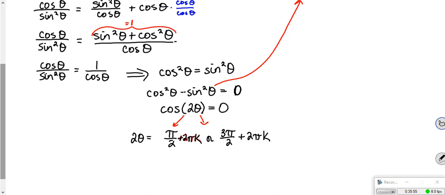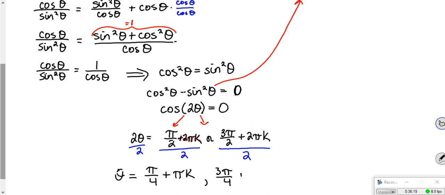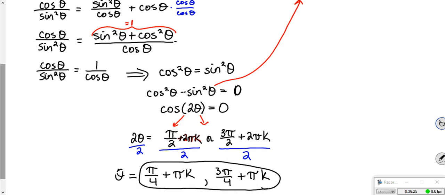Okay, now that is 2 theta. So I've got to divide everything by 2 to get that off of there. So that means theta equals pi over 4 plus pi k and 3 pi over 4 plus pi k. So those would be my 2 answers then. Okay, this one was kind of a doozy. Hope you guys got all of that.